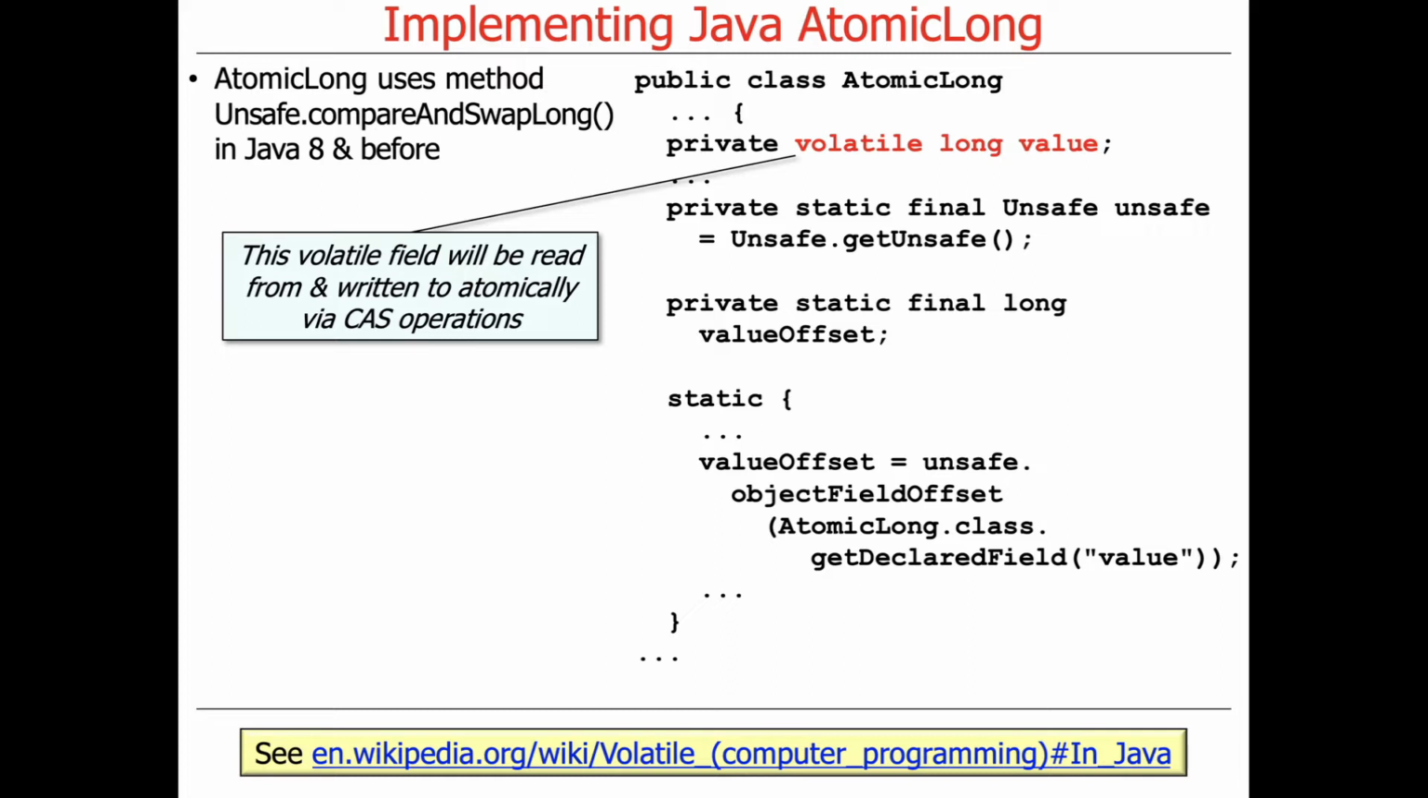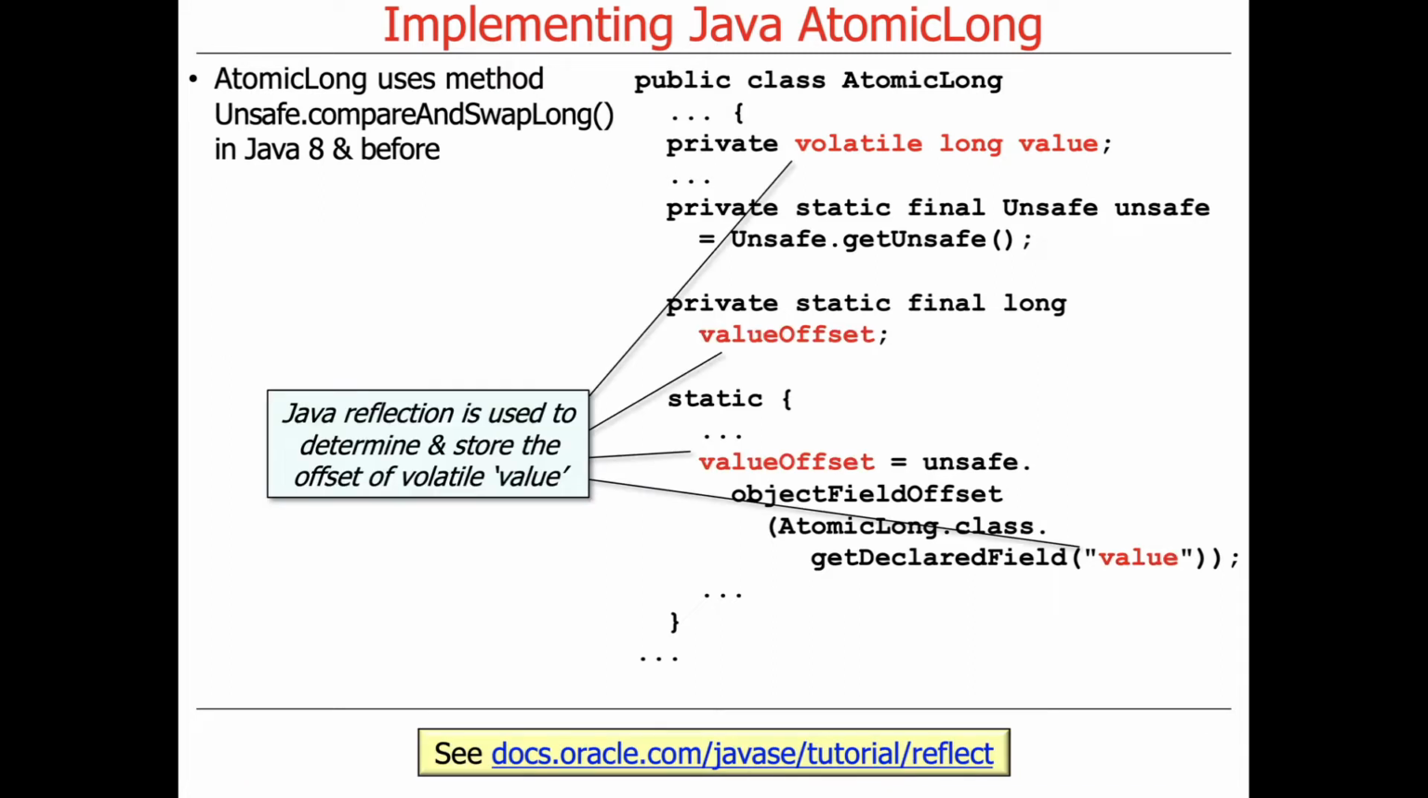And the first thing you can see it does is it defines a local field called value, which is a long, and it's defined as volatile. What does that mean? It just means that these are going to be atomically read from and written to whenever operations are applied to this value. Then it also defines another field called value offset. And this takes a little while to get your head around.